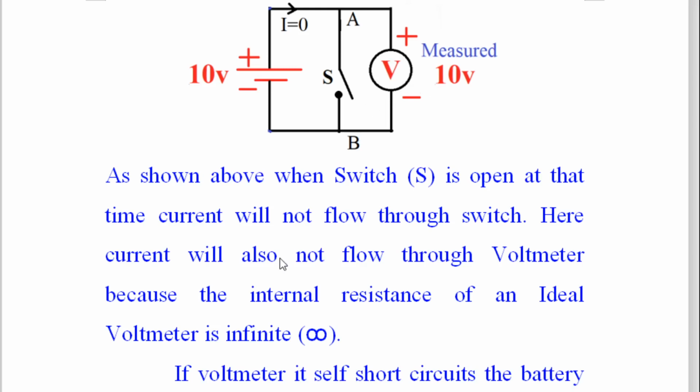And therefore here the current will neither flow through the switch, because it is open, nor flow through the voltmeter because the internal resistance of an ideal voltmeter is infinite. And in a practical voltmeter it is in hundreds of mega ohms. And therefore it is said that no current will flow through the voltmeter, and current never flows through a voltmeter, remember. And therefore the voltmeter is only performing the job of measurement of voltage, that is potential difference between 2 points.